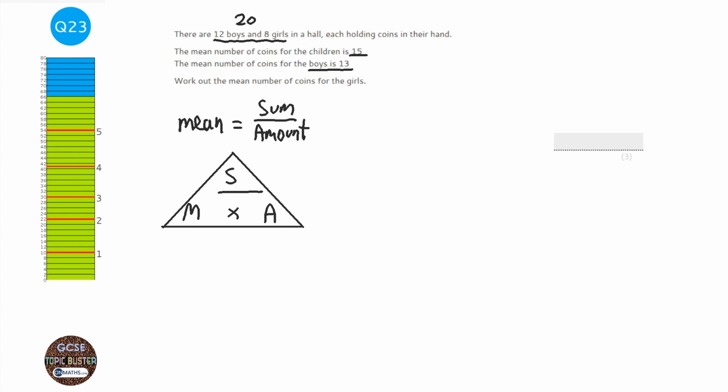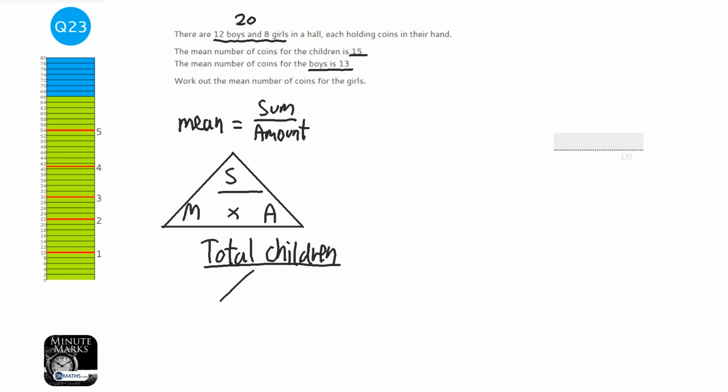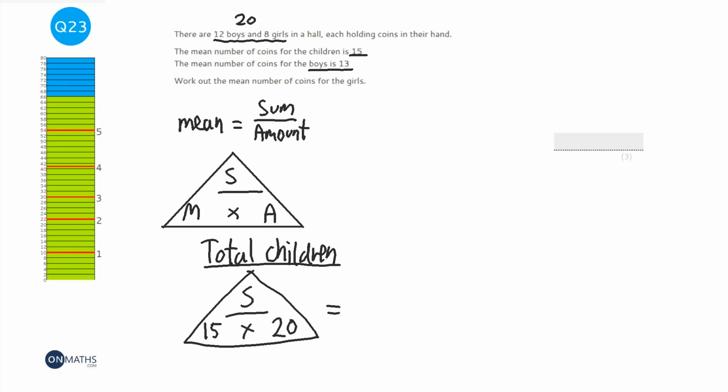Okay, so where do we start? Well, it would be helpful to work out how many coins there are in total. So if I look at the triangle there, let's write down total children, and try and show my working out as I go. We know that the mean of all the children is 15, so in my triangle I've got 15 for the mean. We know that there are 20 children in total. And we can work out the sum by timesing those together. So we're going to do 15 times 20. So there's 300 coins altogether.